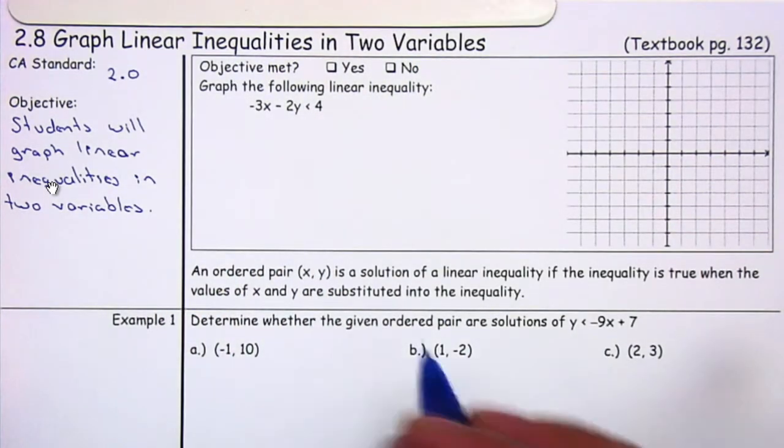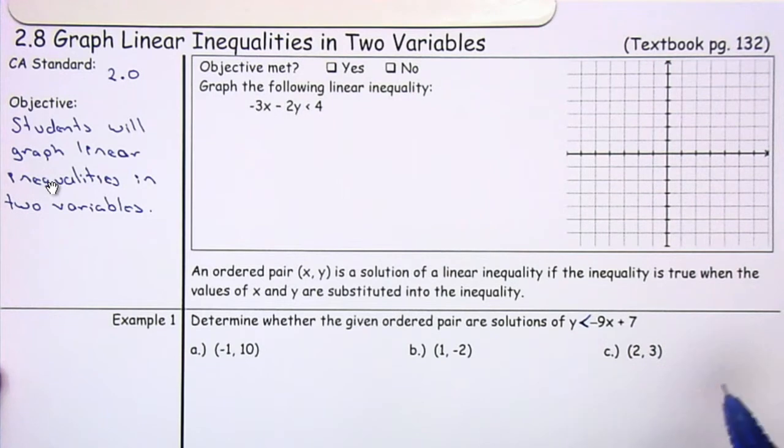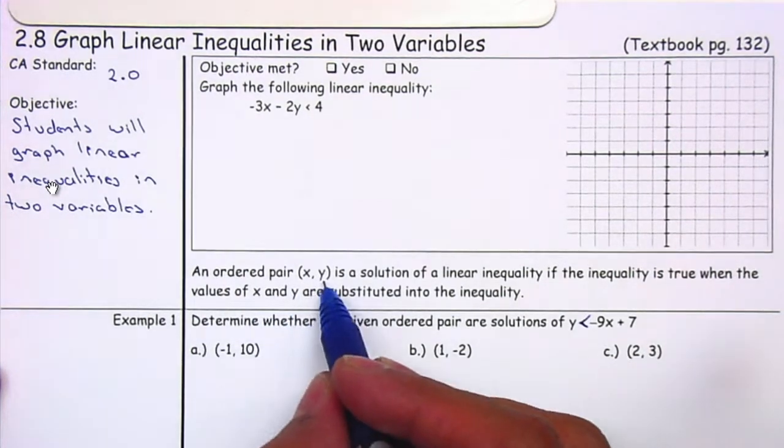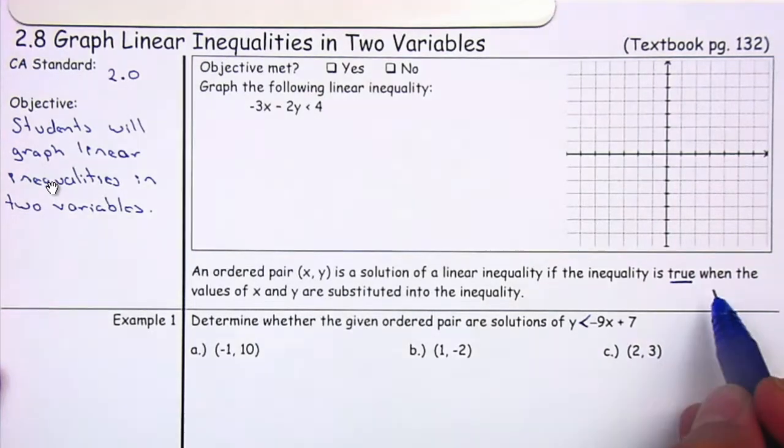So, a linear inequality. It's the same thing as we saw in linear equations, but now we are dealing with an inequality. We have a less than or greater than sign instead of an equal sign. An ordered pair x, y is a solution of a linear inequality if the inequality is true when we substitute the values of x and y.